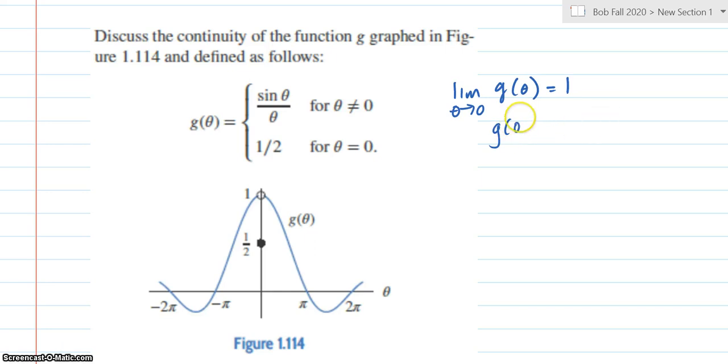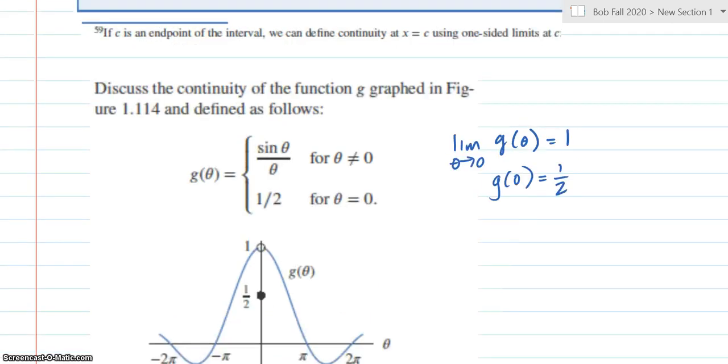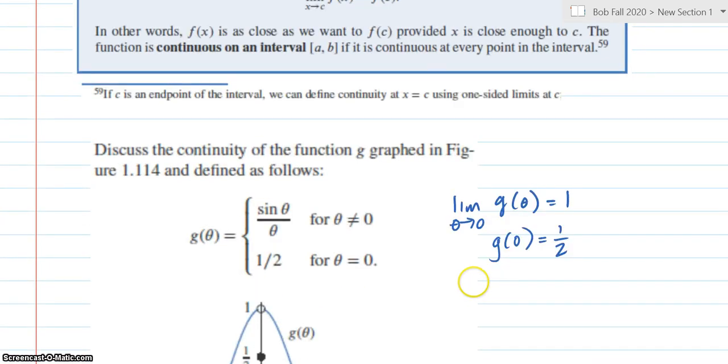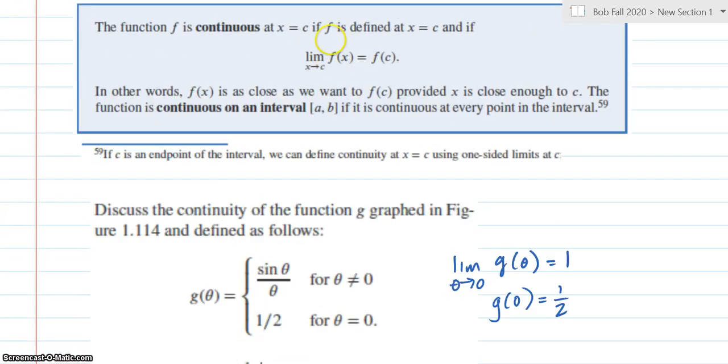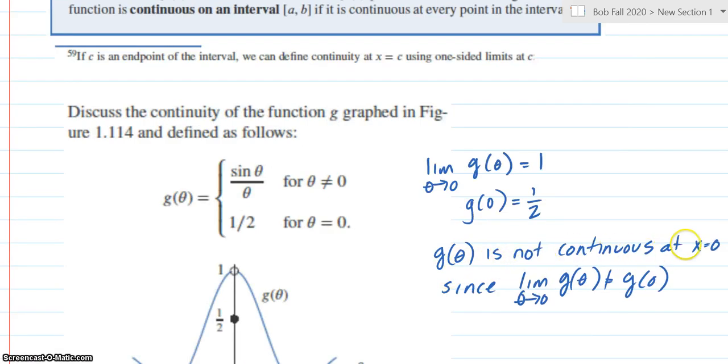G of 0, on the other hand, is 1/2. Went backwards there, right? G of 0 we know is 1/2. And again, it's not continuous, because this limit is 1, and the value, plug in the value there, is 1/2. G of theta is not continuous at x equals 0, since the limit as theta goes to 0 of the function is not equal to g of 0. This side is 1, this side is 1/2. It does not work.